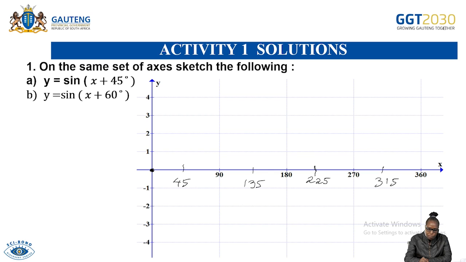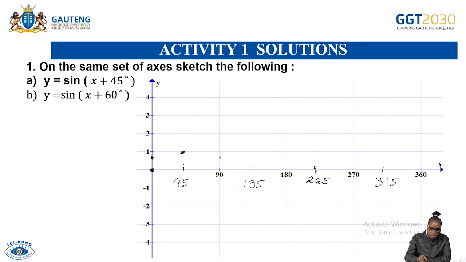From my origin, I check between 1 and 0. 0.7 is just above half. Half is over there, so 0.7 will be there. So the point is going to be there. And when I'm at 45, for sine x plus 45, the value is going to be 1. So I have the point over there. And when I'm at 90, the value is 0.71. Can you see it's dropping? At 90, going back to 0.71, I have 0.71 over there.